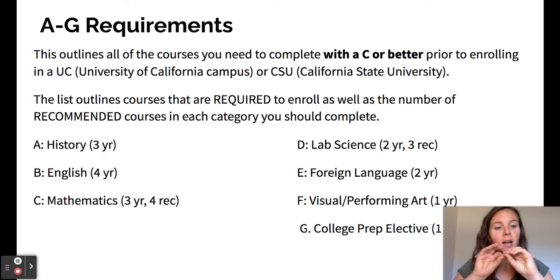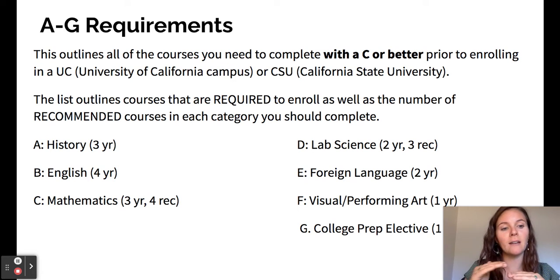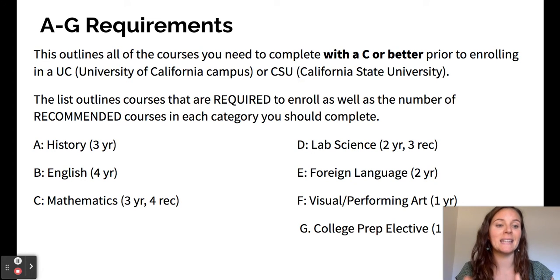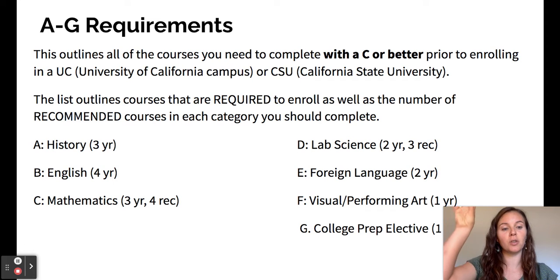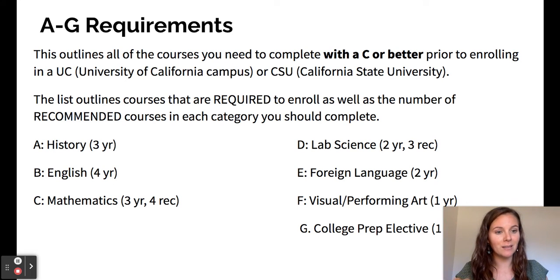However, they're not entirely separate. Think about mapping the A to G requirements on top of the graduation requirements, and if there is anything extra or anything beyond your graduation requirement, you need to complete that in addition. So you don't need to do two separate lists of requirements. You need to just go beyond your graduation requirements in most cases. So let's walk through them.